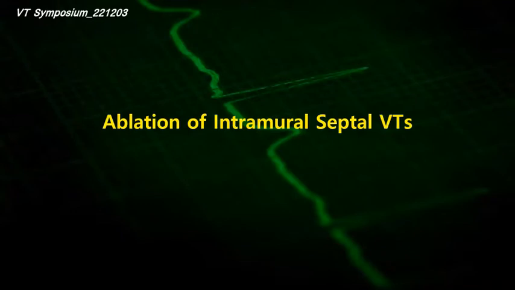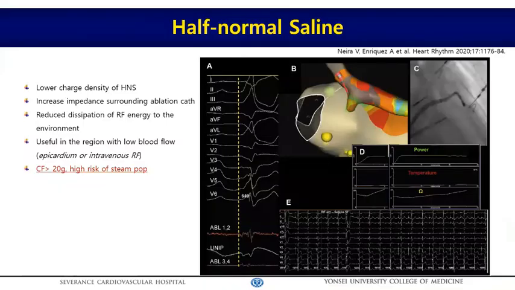Next, let's discuss effective ablation strategies for the intramural septal VT. I'm using half normal saline to ablate VT with significant substrate. Half normal saline has a low charge density, increases the impedance surrounding the ablation catheter, and reduces the RF energy dissipation. It is useful in the region with low blood flow, but you have to be careful of the steam pop at the high contact force.